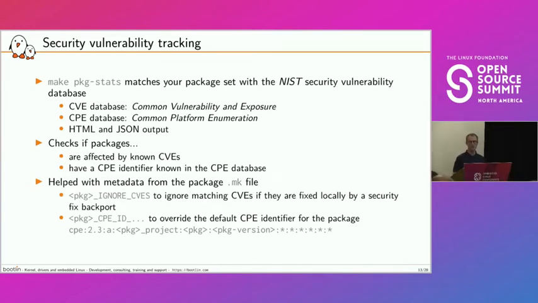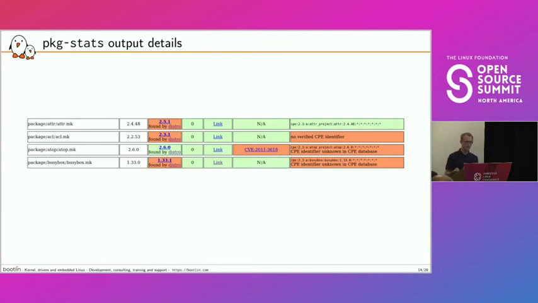So we have extra variables in the OpenSSL makefile that says, ooh, for that package, the vendor value and the product value may be this and that. All right, so that allows us to match better with the CPE database. And that allows us to provide an output like that. So obviously, it may be much bigger. Here, I just pick four packages to illustrate different situations that can occur. So we have ATTR, ACL, ATOP, and BusyBox, which identify like the four main situations that can take place.